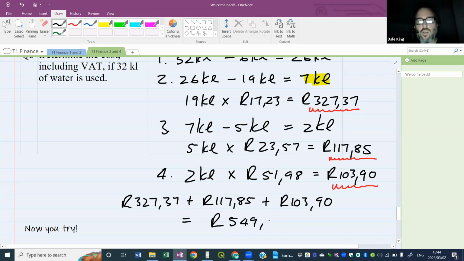549 Rand and 12 cents. So that is the final charge that you should see on your water bill.